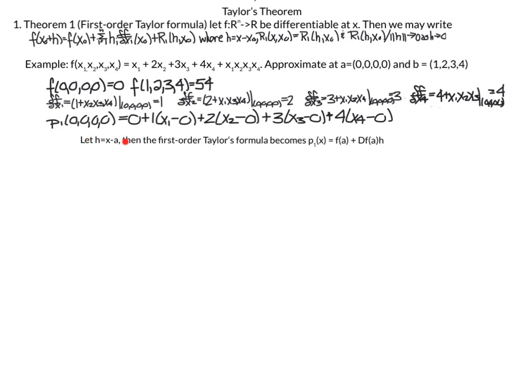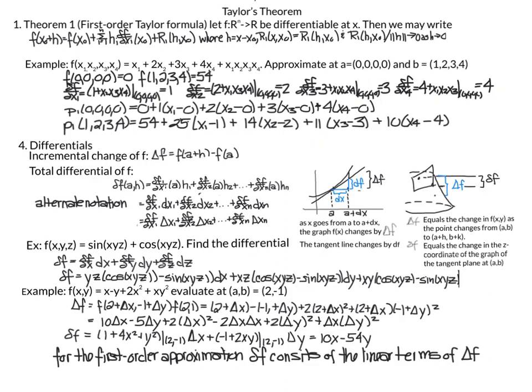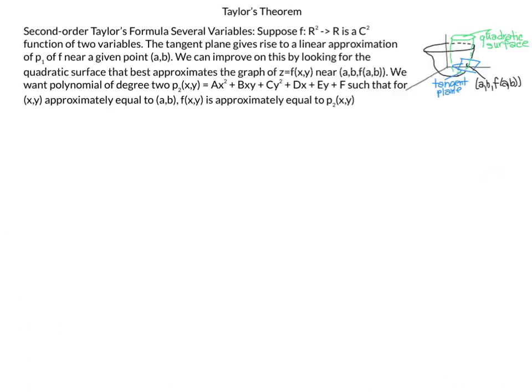I have this alternate form of this formula here, which instead of having this summation, you can express as the derivative matrix of f evaluated at a times h, where h is equal to x minus a, as we had done here for h. So this is the alternate form of the first order Taylor polynomial. This next topic of differentials is one that is often skipped, and we are going to skip this as well.